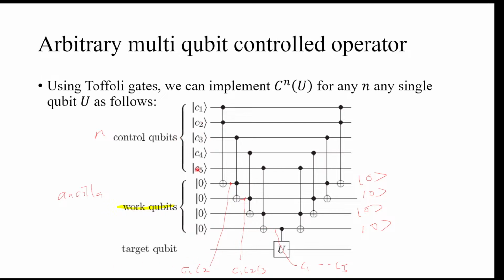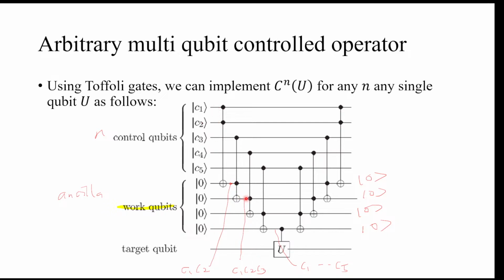So what happened is at this point, the first ancilla is going to be C1 times C2. So this thing is 1 if and only if both C1 and C2 are 1, because only when both of them are 1, Toffoli is going to flip this qubit. And then similarly, this is equal to C1 C2 C3, because this is 1 if and only if C3 is 1 and this point is 1.